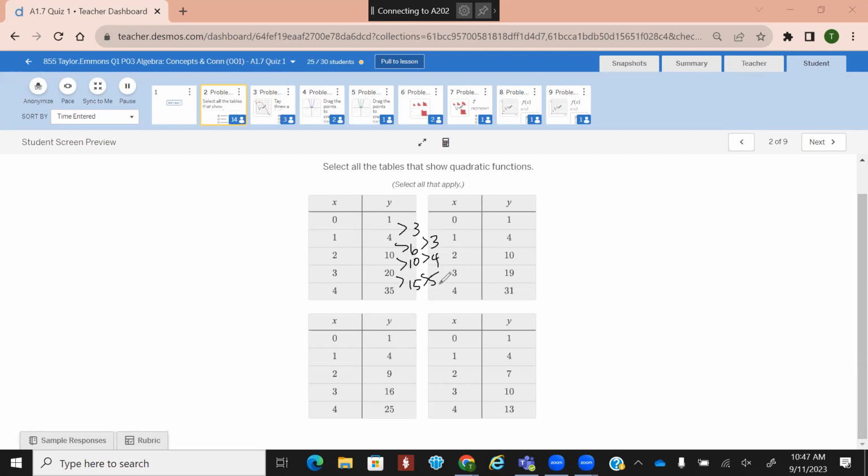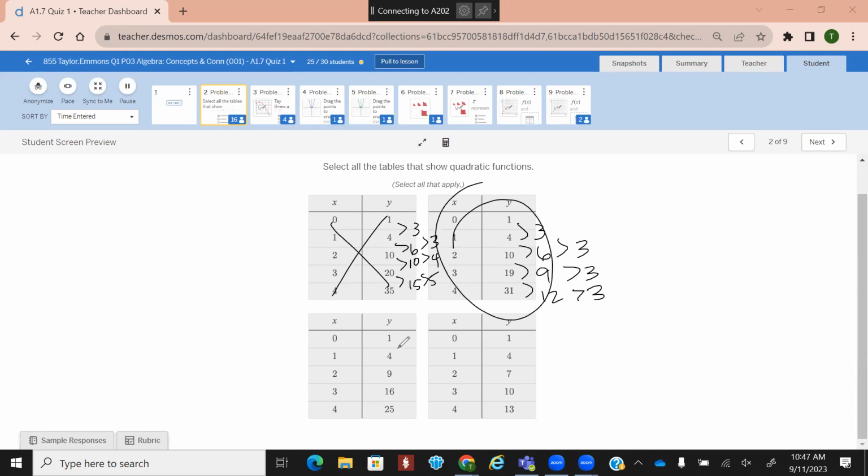So is that second difference the same? No. On the next one, I'd find the first difference and then the second difference. If the second difference is the same, then that one is a quadratic. On the next one, the second difference is the same. So this one is a quadratic. And this last one, the first difference is the same. What is that called? A linear.